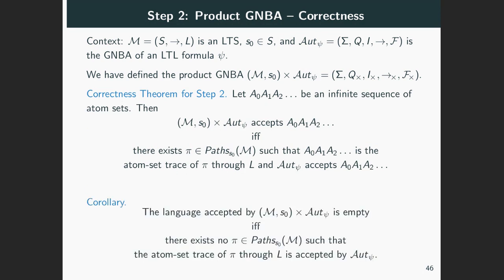An important immediate corollary of this is that the language accepted by the product automaton is empty if and only if there exists no path in the LTS M such that its atom set trace is accepted by the automaton aut psi. Please pause for a few seconds to see why this is an immediate consequence of the correctness theorem for step 2.